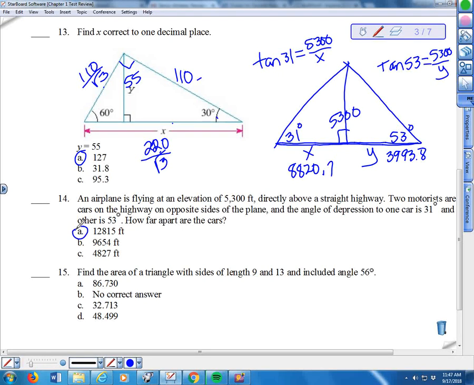Question on that one? Isn't the angle of depression the top angle? It's this angle, which is the same as this one, because it's alternate interior angles between two parallel lines. Oh. Yep.